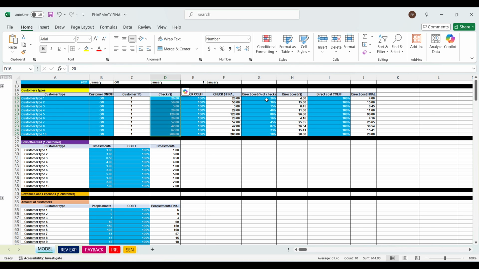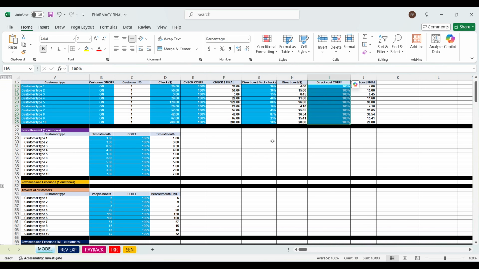Then we're specifying the percentage of direct costs inside the average check. This is the next column that deals with direct expenses. And the same story, we have the percentage coefficient column for the direct cost. So we are adding coefficient columns for every input, because this will give us more flexibility during scenario play and in the stress testing environment, many steps ahead when the financial model will be ready.